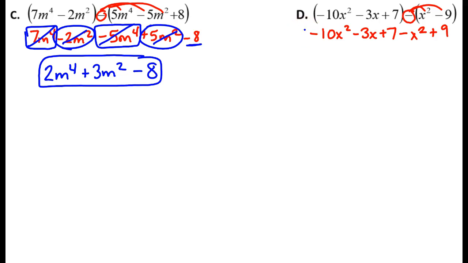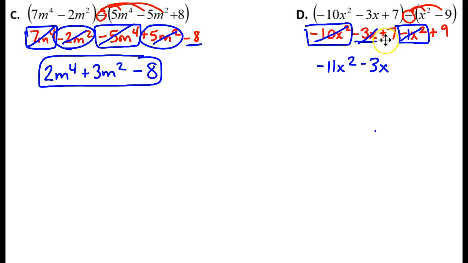So my largest exponent is negative 10x to the second power. Combine that with negative x, negative 10 minus 1 leaves me with negative 11x squared. So that's eliminated. And then negative 3x has nothing to combine with, so I'll just bring down minus 3x. And then 7 added with 9 gives me positive 16.